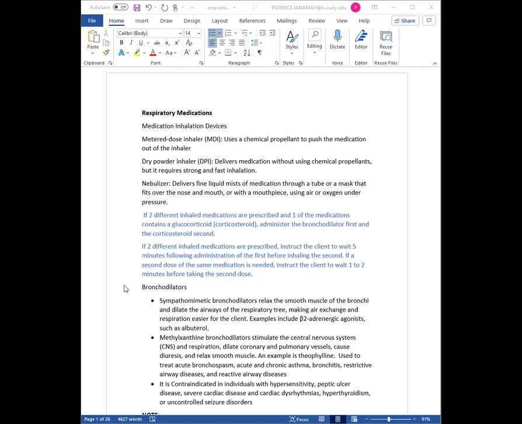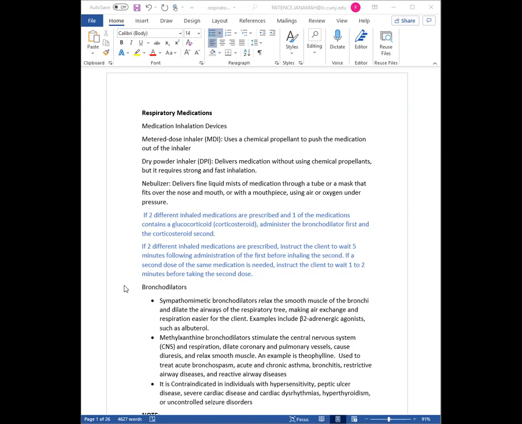So NCLEX is not going to mention bronchodilators. It's going to mention a medication name to you. Okay? So they will mention the medication name to you, and then they want you to be able to know if it's a bronchodilator. At the end of this presentation, I have all those medications.